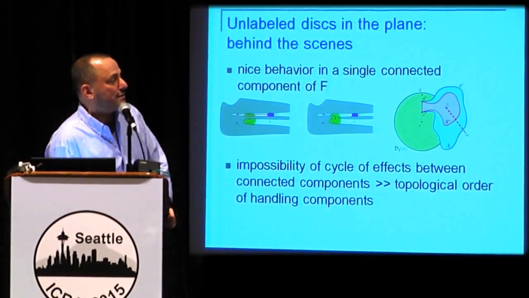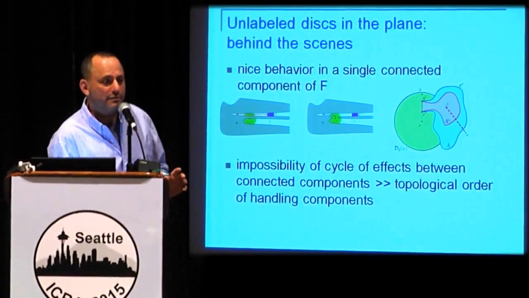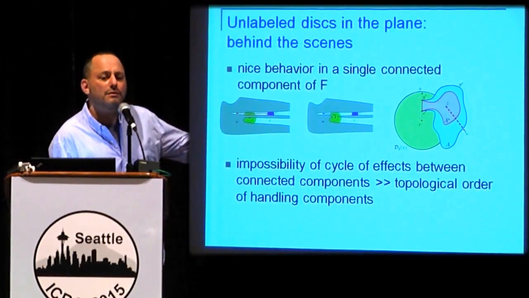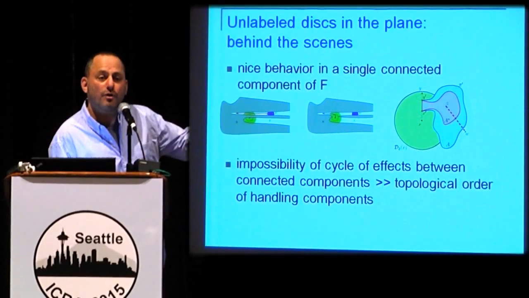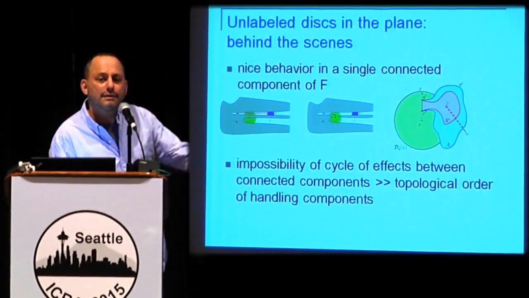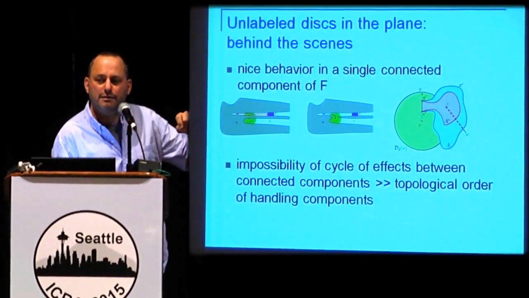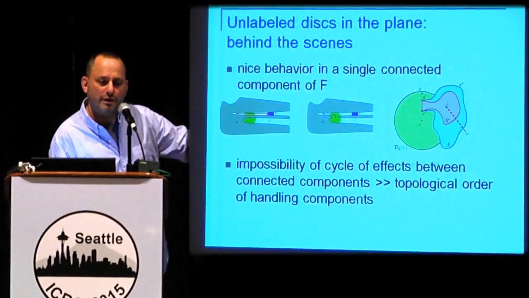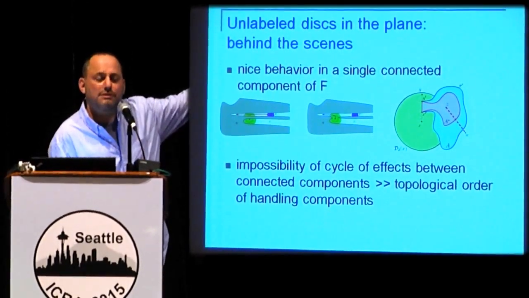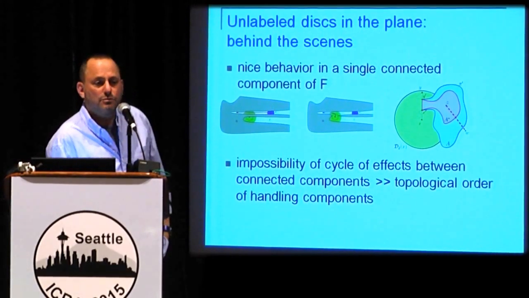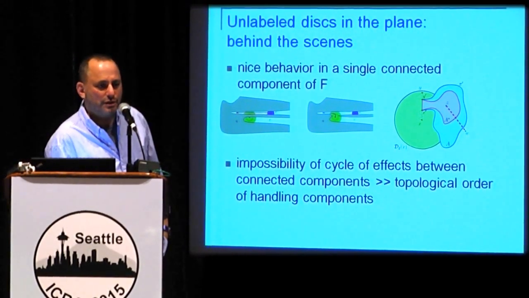One, inside each connected component, there is a very nice behavior. And the second one is that a robot in one connected component can obstruct the motion of a robot in a different connected component. But if you look at the connected components, this bad influence doesn't create a cycle. So a robot in Fi can stop a robot in Fj from moving, and a robot in Fj can obstruct a robot in Fk. But then Fk cannot disturb Fi, and you cannot get cycles. And with this, we are able to give a very efficient algorithm.